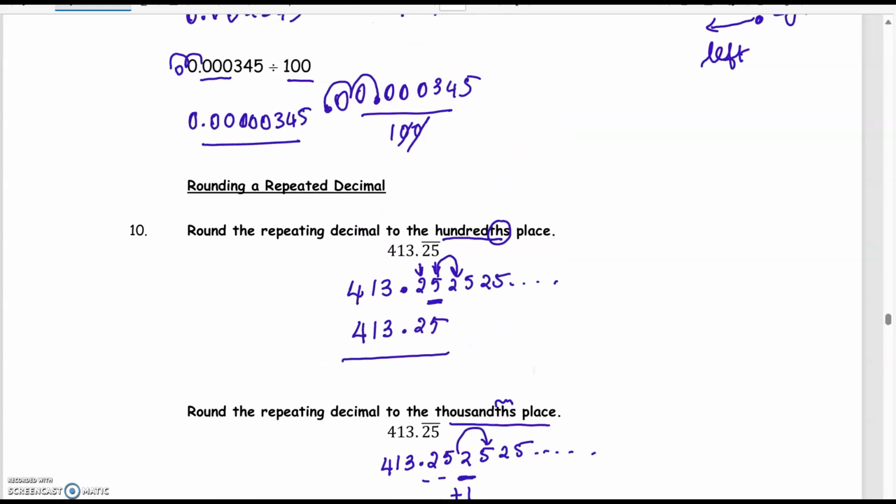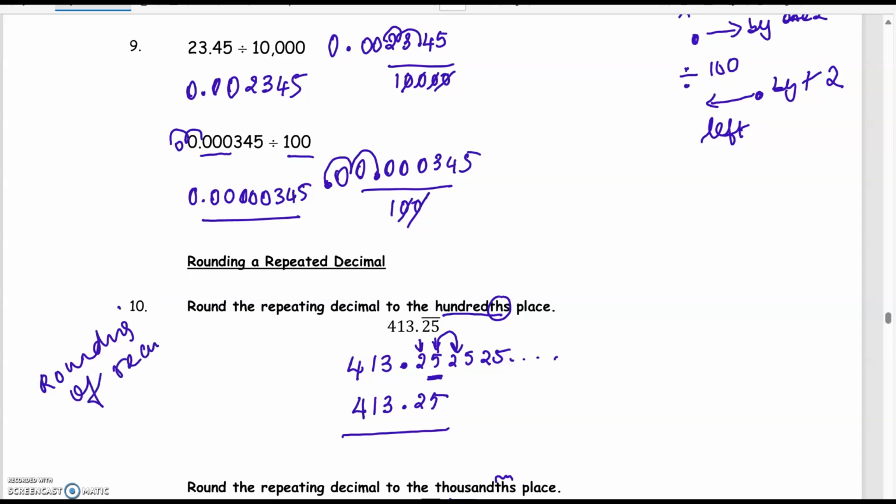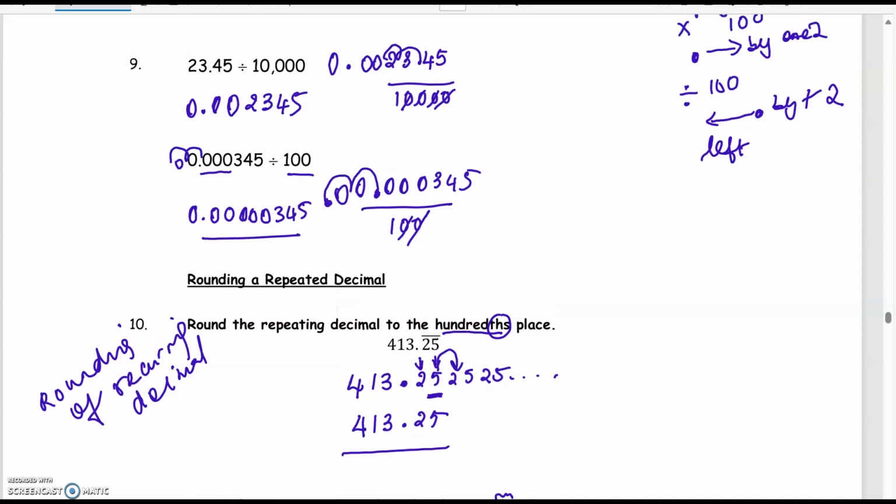Let's just go back and review what we did. So what do we have here? Rounding of recurring decimals. It's like rounding any other decimal number. Just write down the recurring decimals, write down a few digits and then do the rounding.